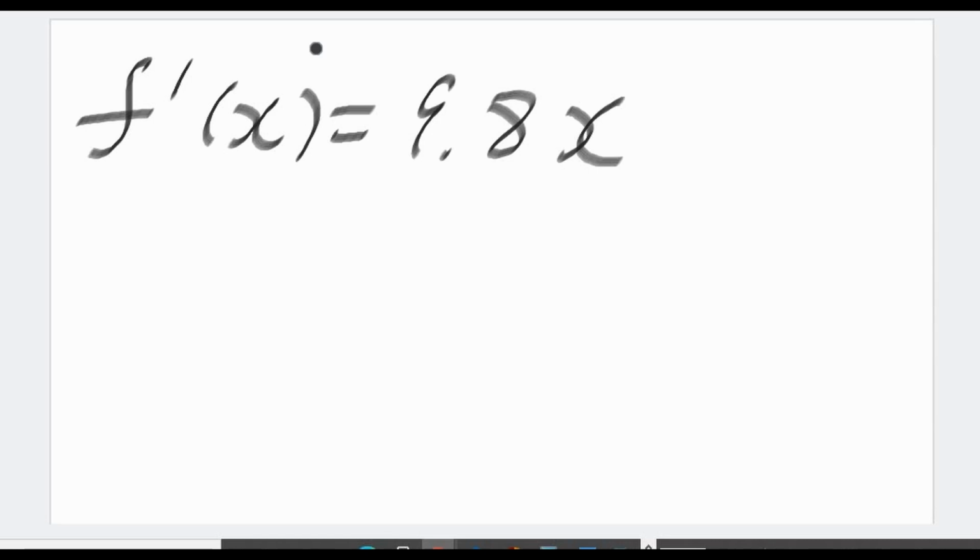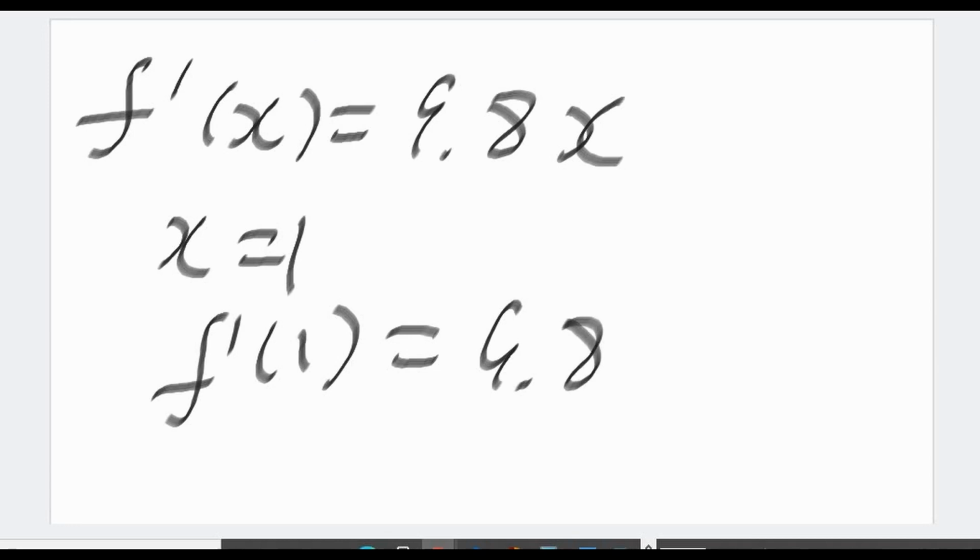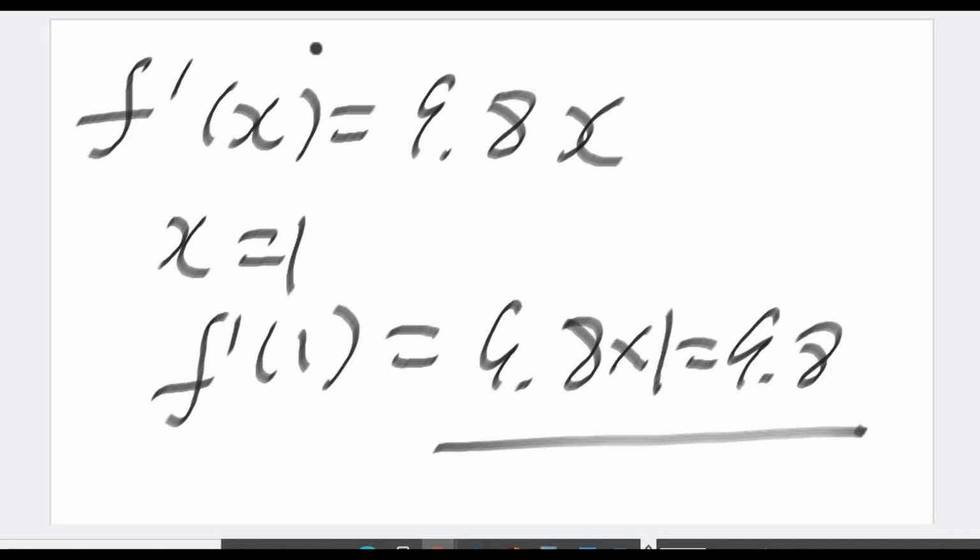Therefore, when t or time equals 1 second, so x equals 1, then we're going to have f prime 1 equals 9.8 times 1, which is 9.8. Woohoo! Now, we just proved that the exact velocity at time equals 1 second is 9.8 using calculus. Isn't that great? This should help settle the arguments between the two students, Tim and Jack, back in the physics classroom. Now, I hope you have a better understanding of calculus, especially differentiation.